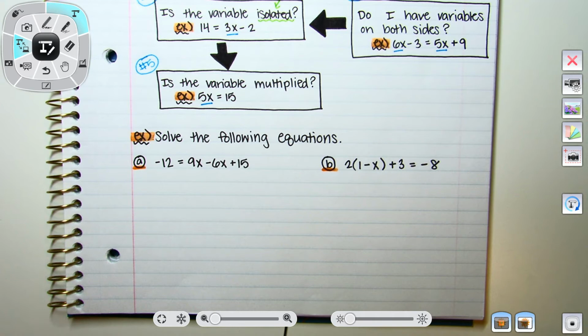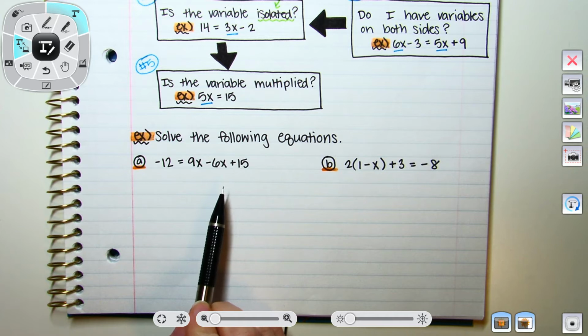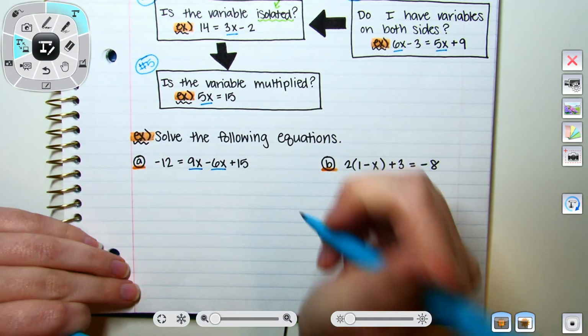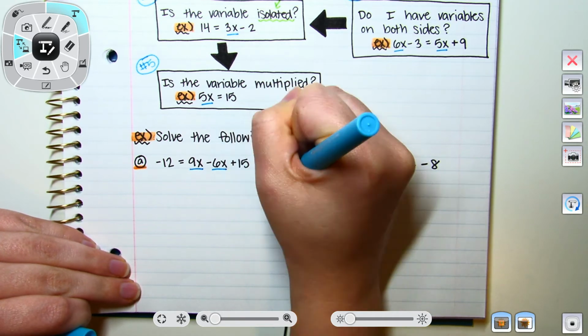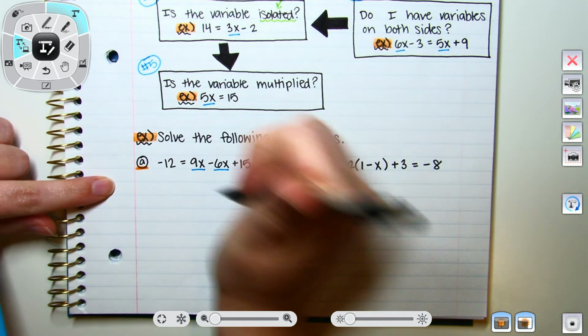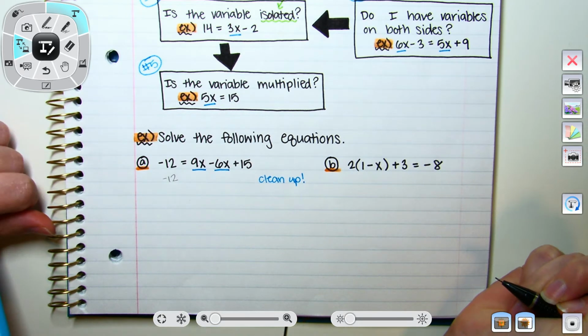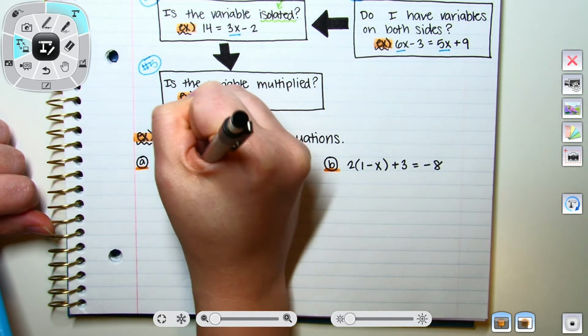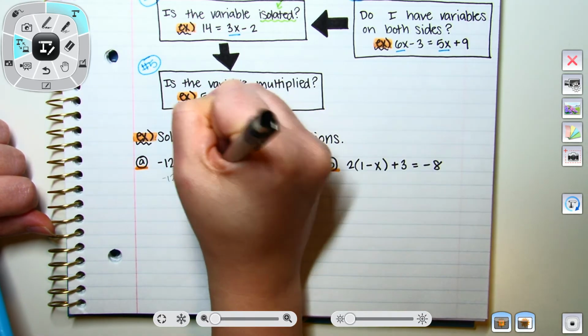All right, so my first example, when I look at this, I see that I do not have any parentheses or brackets, so I will not have any distributing that I need to do. However, I do have some cleaning up that I can do. I have this 9x minus 6x on the same side together. So I can clean this up. So if I rewrite this, my negative 12 stays on the left-hand side, equals 9x minus 6x is 3x, and then we still have that plus 15.